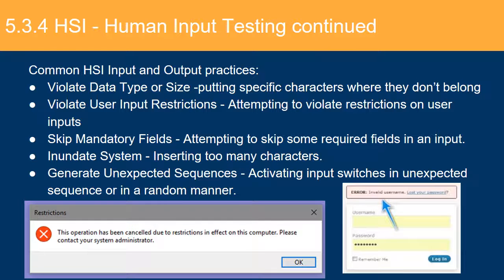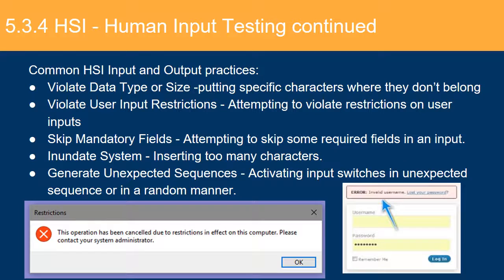HSI Human Input and Output Testing continued. Here are some common HSI input and output practices. The first one being violate data type or size, which is putting specific characters where they don't belong, such as putting alphabetical characters inside a numerical only text box.